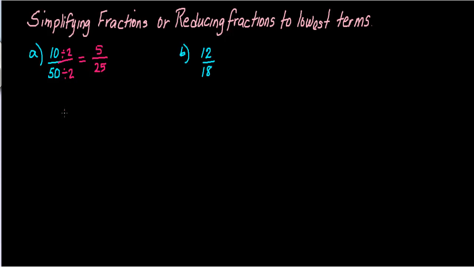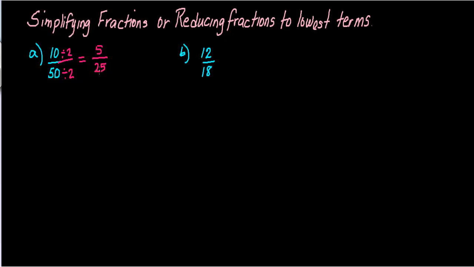So that's why I said in the previous video it's a little bit more work, because 5 and 25 still have common factors between them. So that means I can divide the common factor out and reduce this even more, to lowest terms, okay?